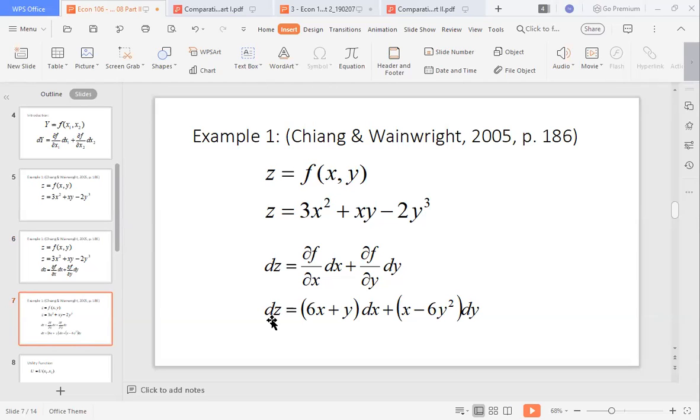So it means that total derivative of z is just equal to 6x plus y multiplied by dx. Again, dx here is our change in x. But in this case, we cannot get a value for dx, so we just carry on, or we just write it as dx plus x minus 6y squared multiplied by dy. So again, this is the total differential of z here. So again, total differential talks about the total change in your dependent variable.